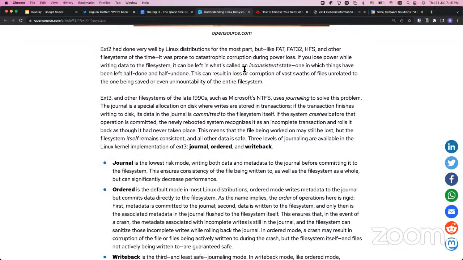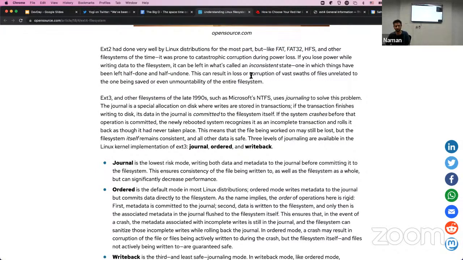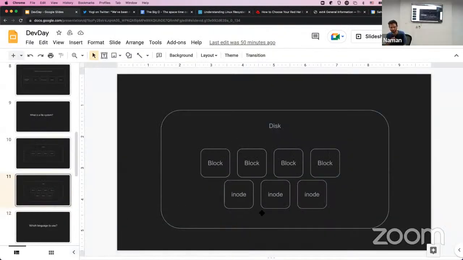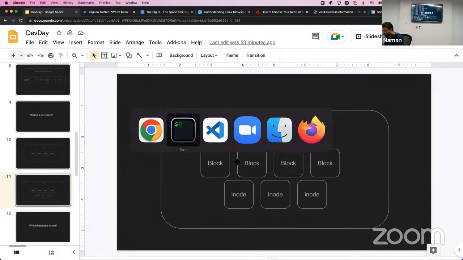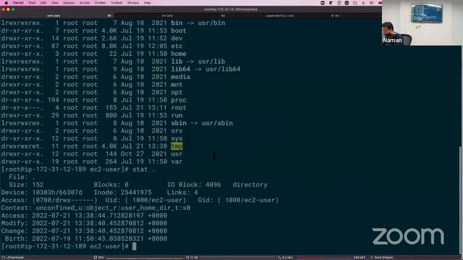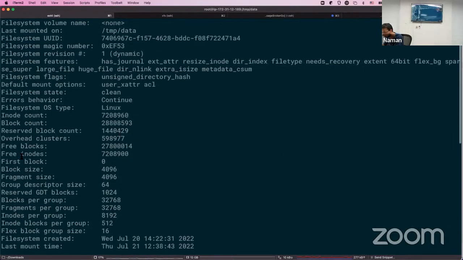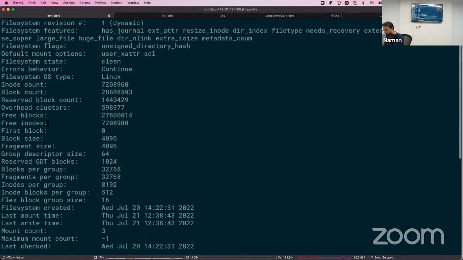Does an inode exist for every block? No. Yadu here asked whether an inode exists for each and every block. That is not the case, because if it did, then what we had over here wouldn't make sense. If we see over here, we have free blocks and free inodes.